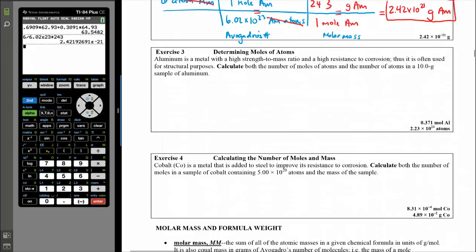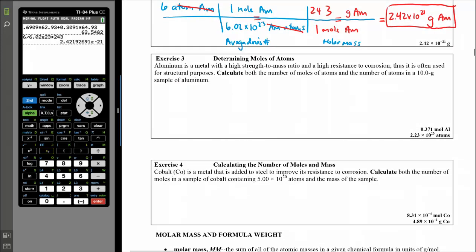All right, let's see if we can get through another problem here. Aluminum, question 3. Aluminum is a metal with high strength to mass ratio, resistance to corrosion. It's used for structural purposes. That's all background information about aluminum. It's fine and good. What they want here is 10 grams of aluminum to end up in moles and the number of atoms. So we need to get from 10 grams to moles and then to atoms of aluminum.